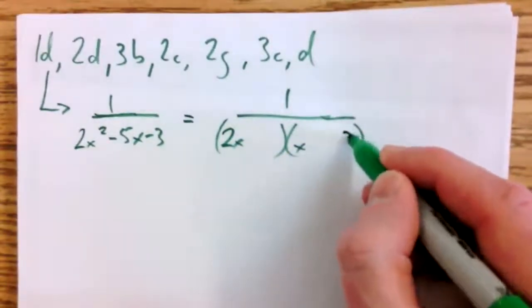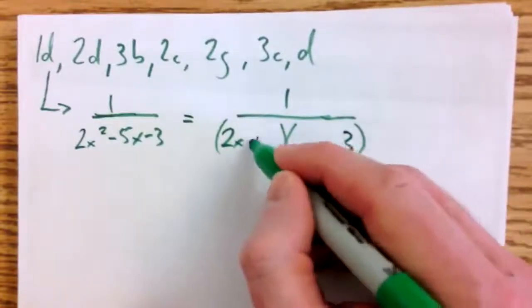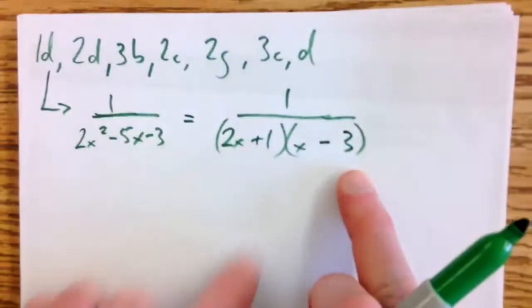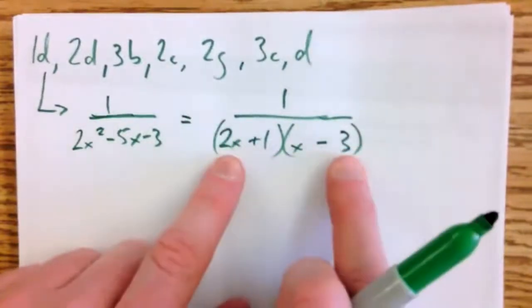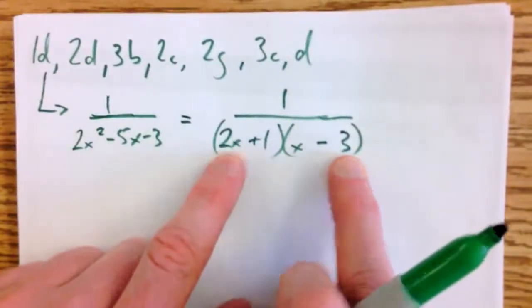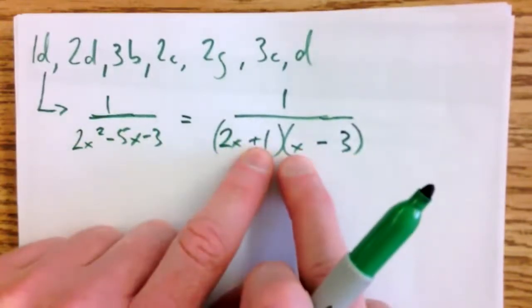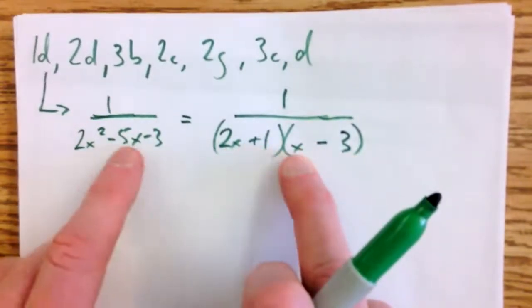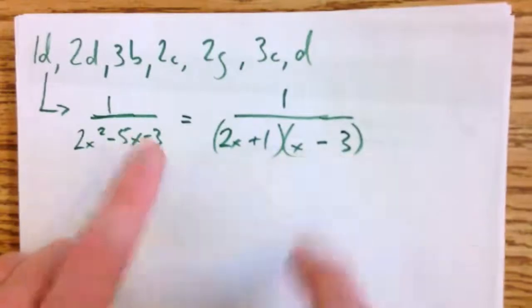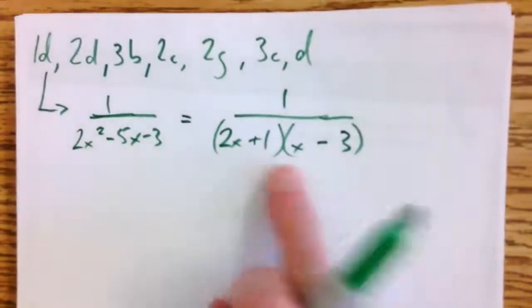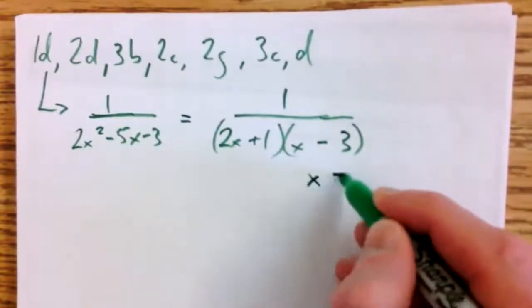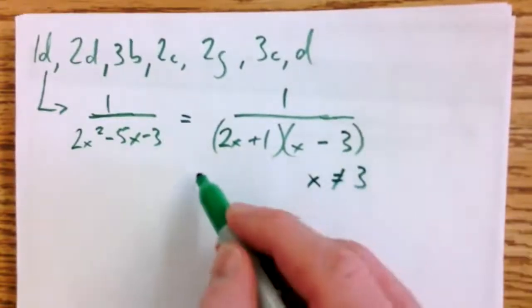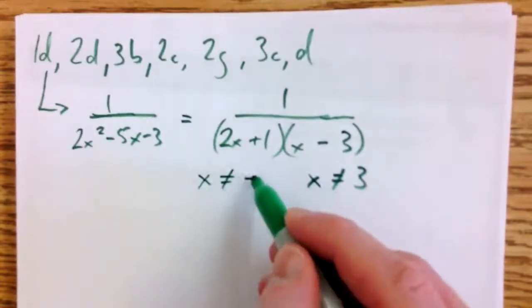That's how it'll be. So it's got to be negative 3 and positive 1, 2 times x, 2x times x, 2x squared. This would be negative 6x, positive 1x. So negative 6x, positive 1x is negative 5x, positive 1 times negative 3, negative 3. Anyways, we've done factoring before, but this tells us what the zeros are: x can't equal 3. x also cannot equal negative a half.